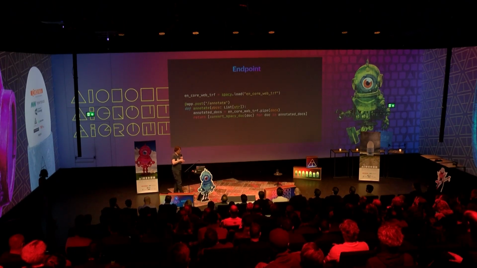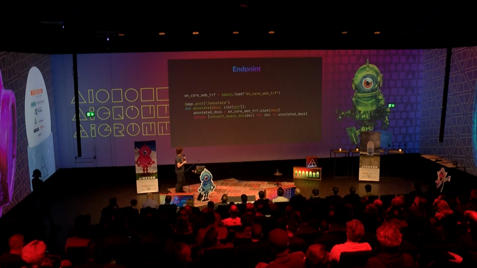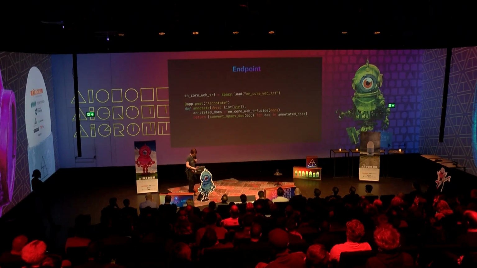We could return them. spaCy actually has a JSON serialization for that, but they are pretty big because everything like tokens and docs contain a lot of properties. So what we do instead is we make a very small data model and convert the spaCy representations to a simpler representation. For that, we use the convert spaCy doc function, which we'll write in a bit.